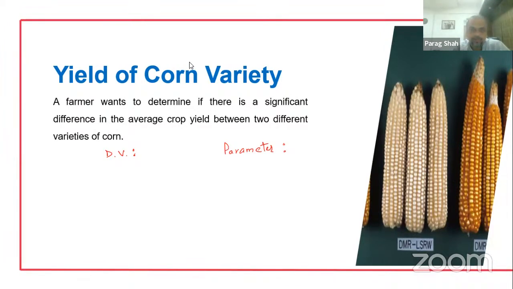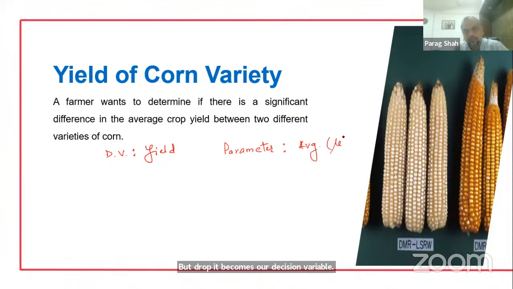Crop yield, Swapna, perfect. Crop yield. Yeah, Vijaya Lakshmi, so you can say average crop yield. Crop yield becomes our decision variable. Parameter is average. That is also true. Now, how many types of corn do we have here? Two. Yes, Vinci, it is two. Up till now, we were talking about only one population or one sample. Here, there are two different populations.